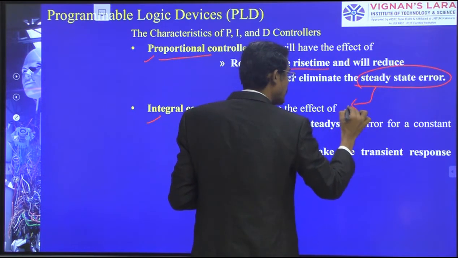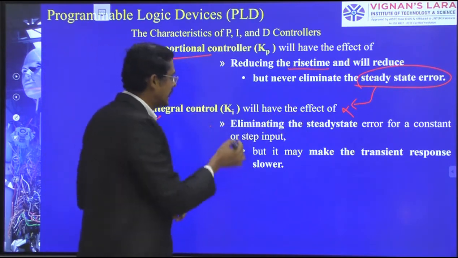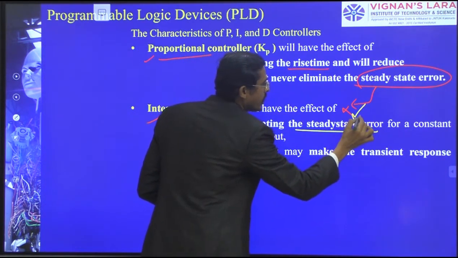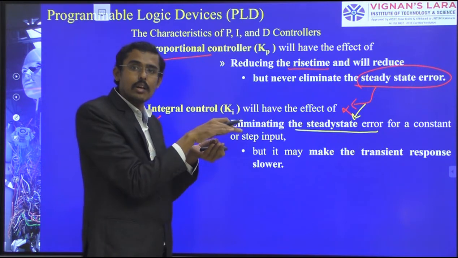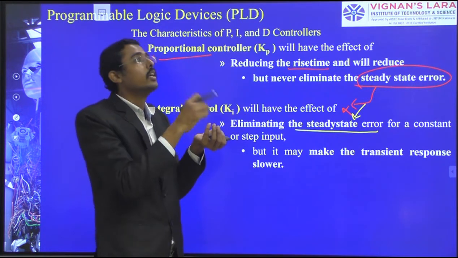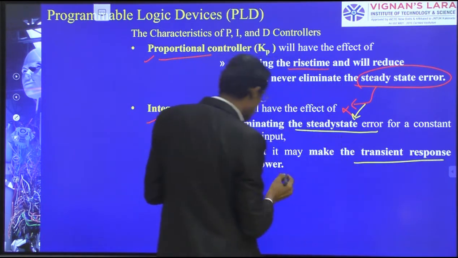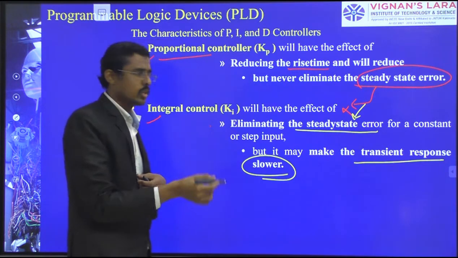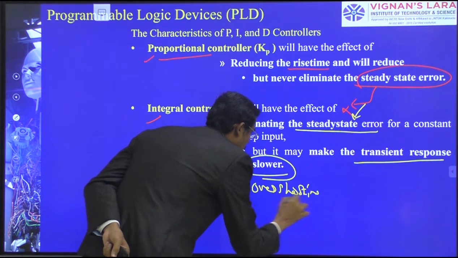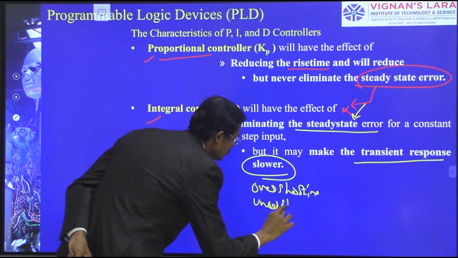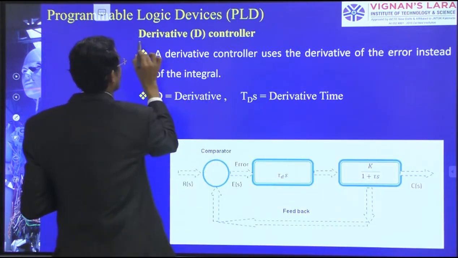So the steady state error is avoided here. We have the effect of eliminating the steady state error. Here it is eliminated. For a constant, we reached the level. But reaching the level is not enough, it must be maintained, and it is not maintained. The speed is going up and down. It makes the transient response slower. So up and down, overshooting, undershooting. This is happening. I am coming to the derivative part.